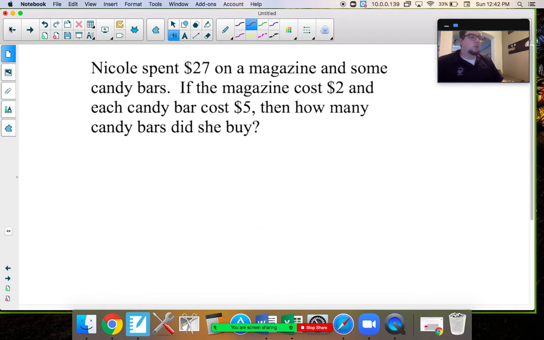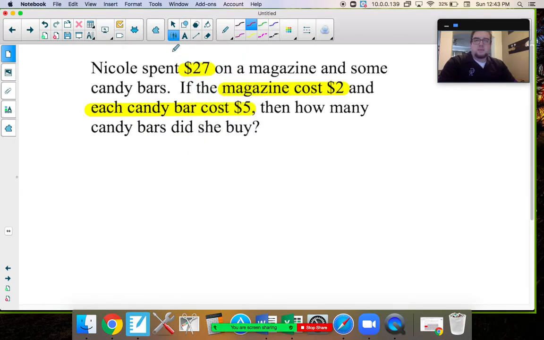And we also looked at word problems this week. And so I have 4 of them that we're going to look at today, all of different styles. The things that we're going to be looking for in these problems is important information and what that important information actually means to the problem. So we have this 27. We have that magazines cost $2 and that each candy bar costs $5. So that's all pretty important information.